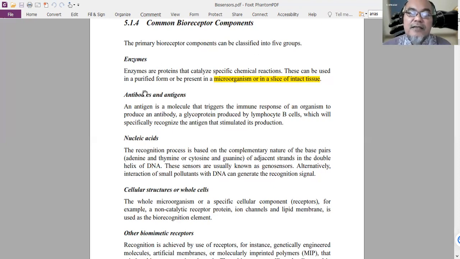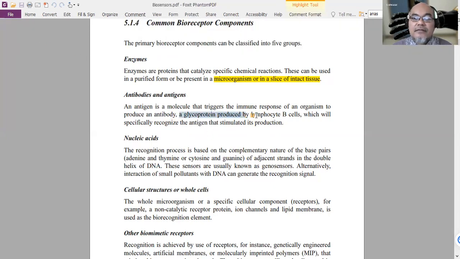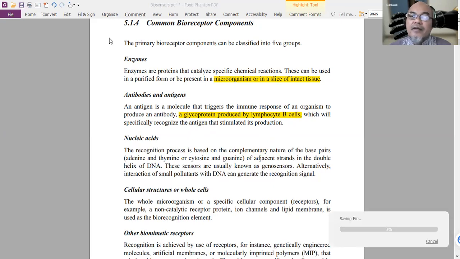Second category is the antibodies and antigen. So an antigen is a molecule that triggers the immune response of an organism to produce an antibody. An antibody basically is a glycoprotein produced by the lymphocyte B cells in mammals, which will specifically recognize the antigen that stimulated its production. With antibodies and antigen, we can have either polyclonal antibody or monoclonal antibody.